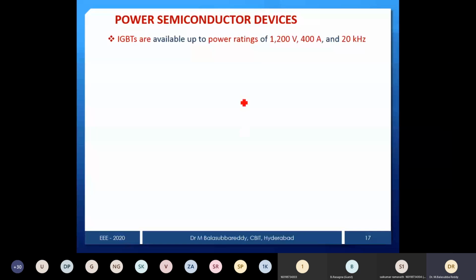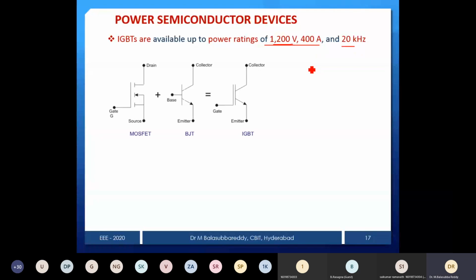And now we can see the IGBT: 1200 volts and 400 amperes and 20 kilohertz. This is a low rating. How is an IGBT formed? It is nothing else. If you are aware of BJT and MOSFET, we just pick up the advantages of BJT and MOSFET and form the IGBT. Nothing more than that.